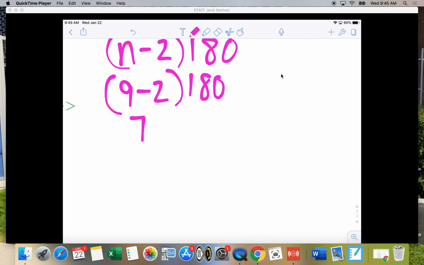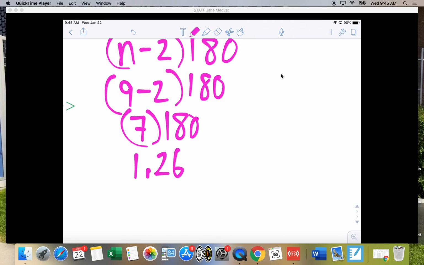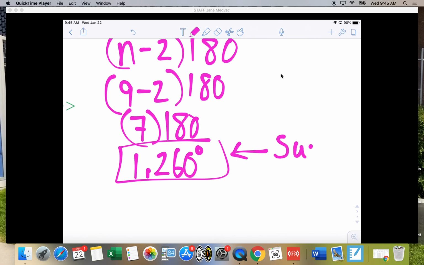Okay, I'm going to go ahead and go 7 times 180. I like parentheses rather than a dot because the dots can sometimes be mistaken as a decimal. Okay, so 7 times 180 gives me 1,260. Thank you, 1,260 degrees. Now that is the sum of all angles.